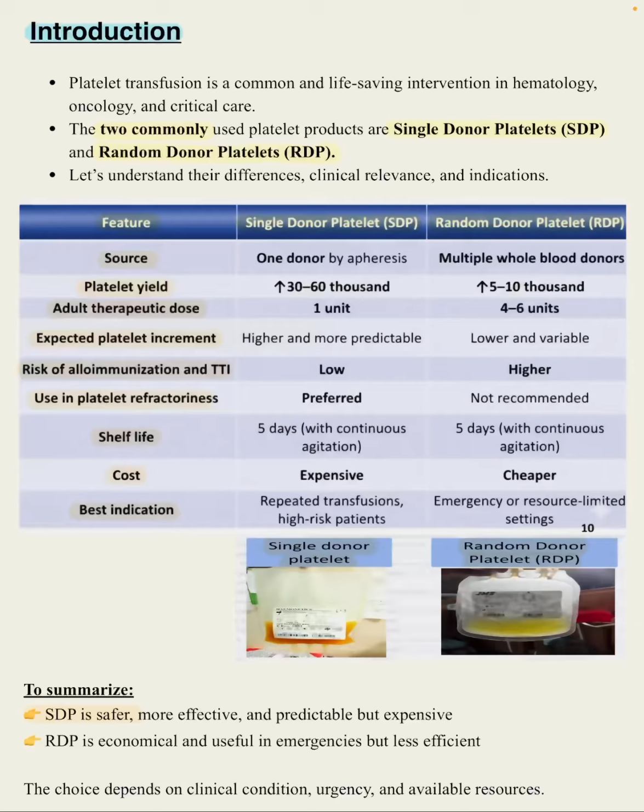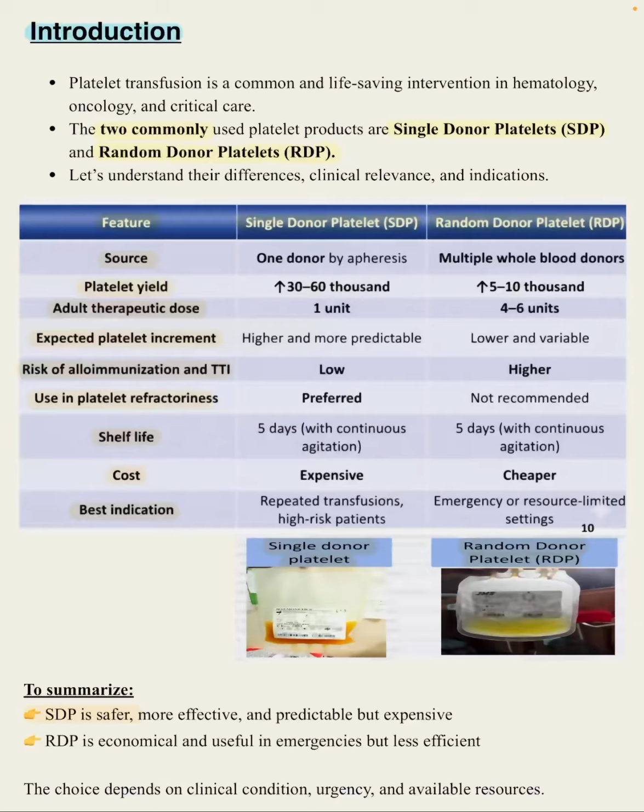The platelet yields. Now let's talk about platelet increment. SDP increases platelet count by 30,000 to 60,000 per cubic millimeter. On the other hand, RDP increases platelet count by only 5,000 to 10,000 per unit. Hence, SDP provides a much higher and predictable increment.